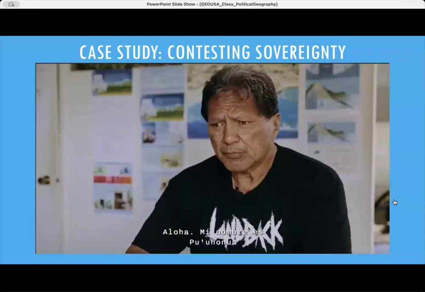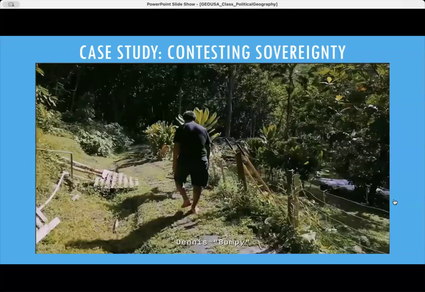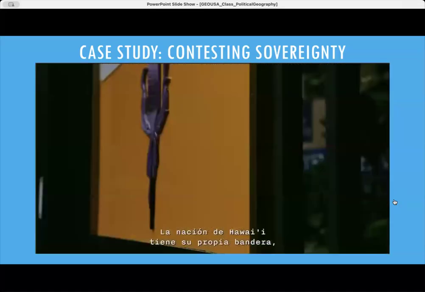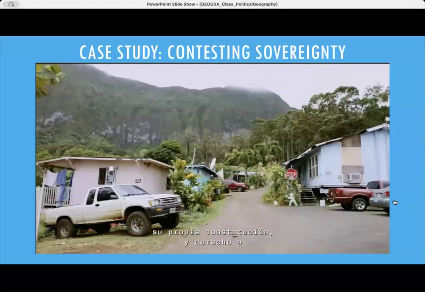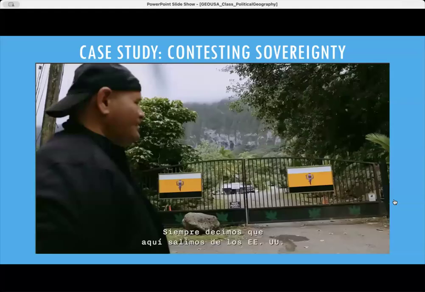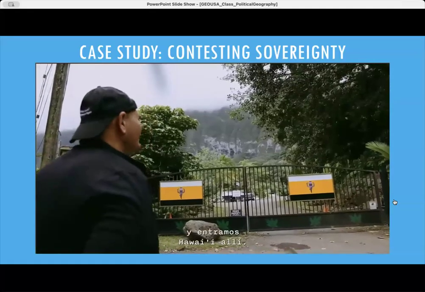Aloha, my name is Pu'uhonua Dennis Bumpy. I'm the head of state of the nation of Hawaii. The nation of Hawaii has its own flag, its own constitution, and rights to this 45-acre piece of land in Waimanalo. We always say that we exit America here and we enter Hawaii there.